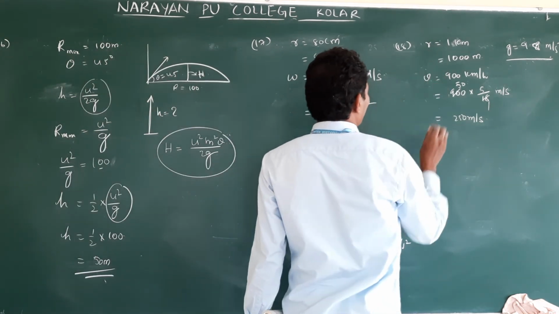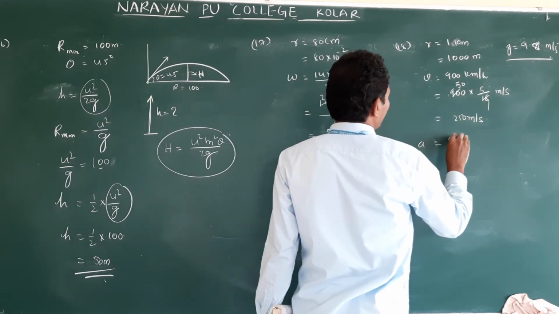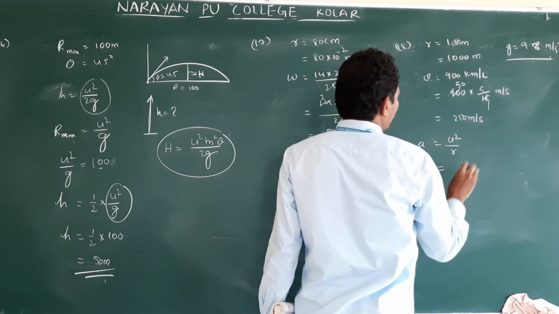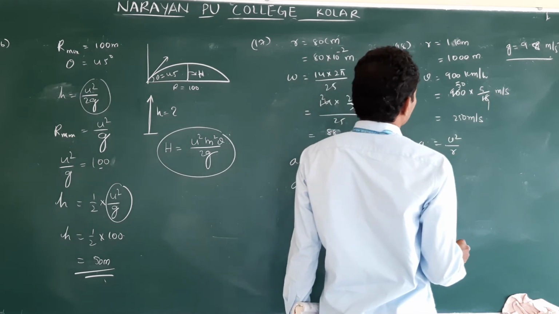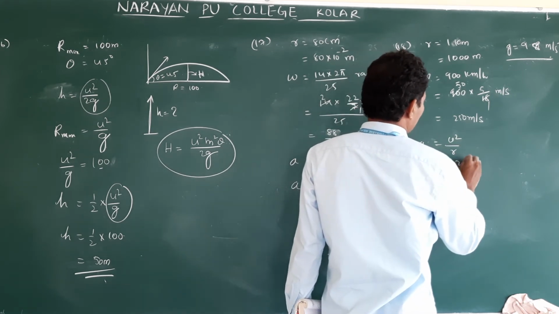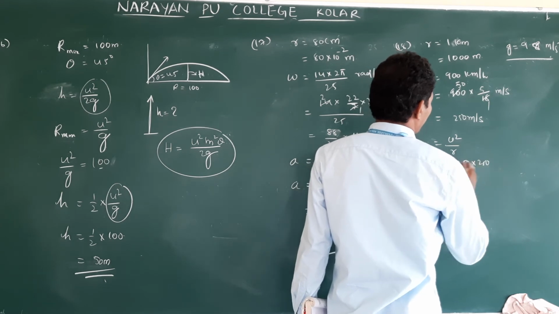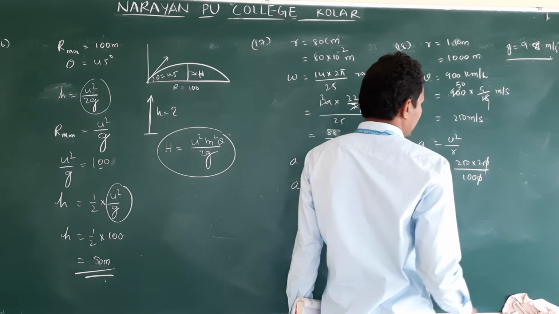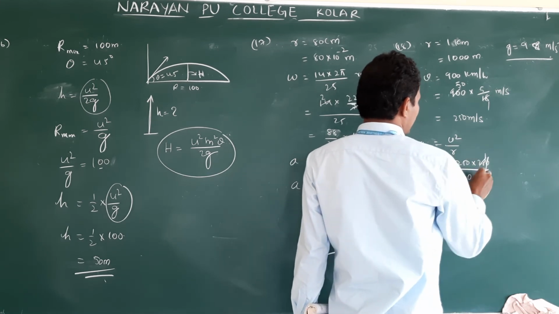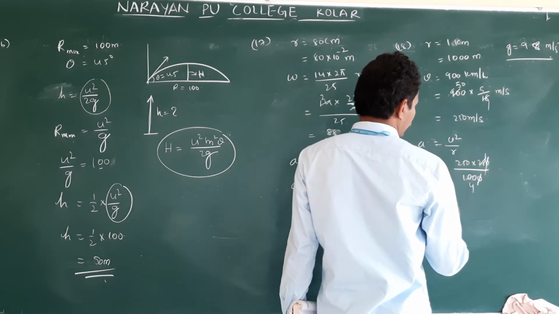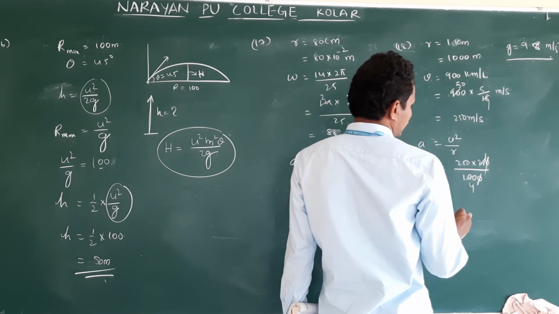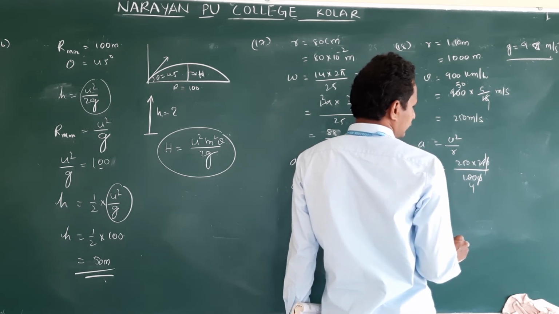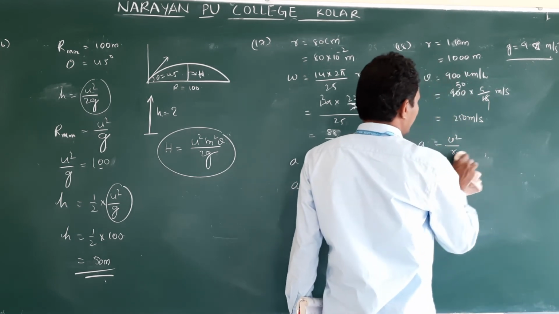Then we have r and v. What is the formula? A is equal to v square by r. What is v value? Velocity 250 into 250 by, what is r value? 1000. 10 cancel. 25 ones, 25 fours. Am I correct? Yes or no? We will do a simple calculation.